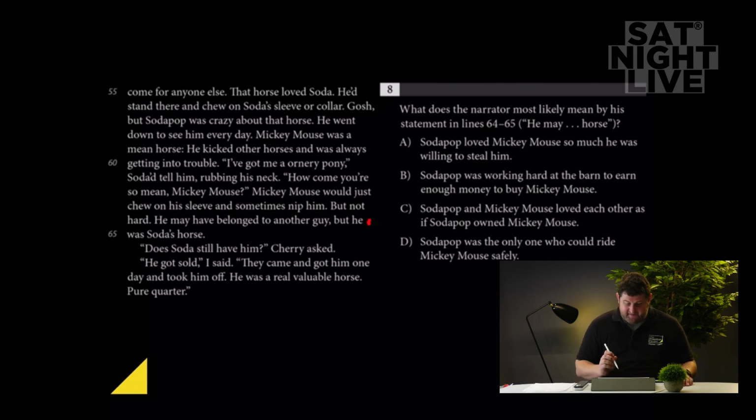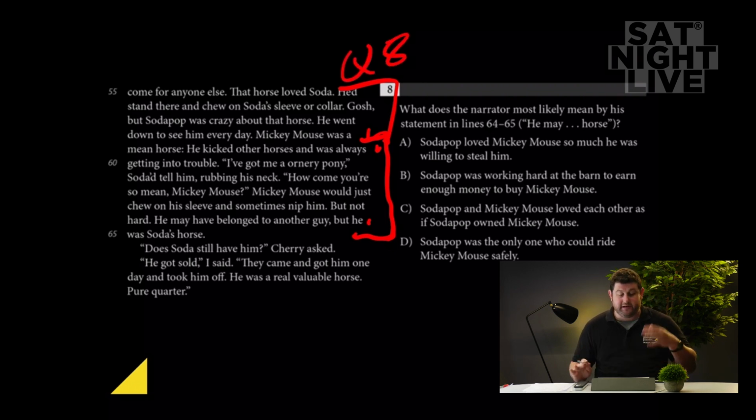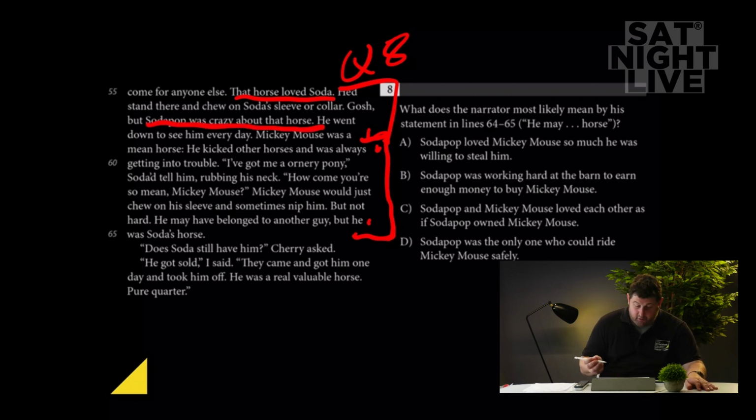64 to 65 is here. That's not really enough to get what's going on. So let's go down. If I read at least a good chunk of that paragraph, right? For question 8, again, looking to read a lot of the context, it says the horse loves Soda, right? He'd stand there and chew on Soda's sleeve or collar. Gosh, but Soda Pop was crazy about that horse. He went down to see him every day.